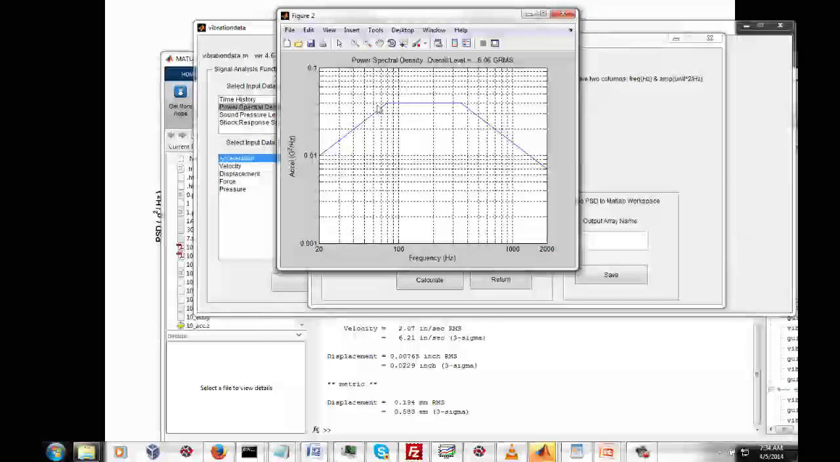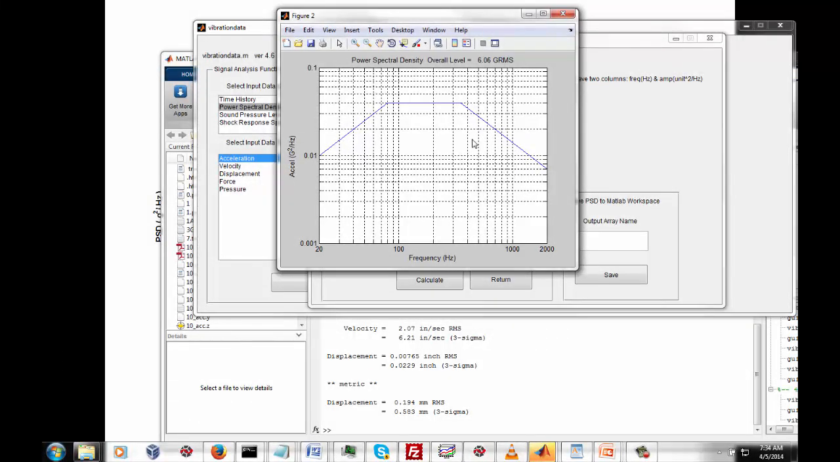And here's our test specification. This is the NAVMAT curve. And according to this software program, the overall level out to 2 decimal places is 6.06 GRMS squared. So that's the overall level of the specification.